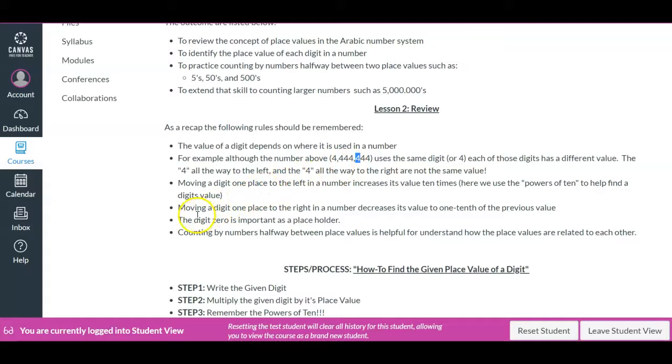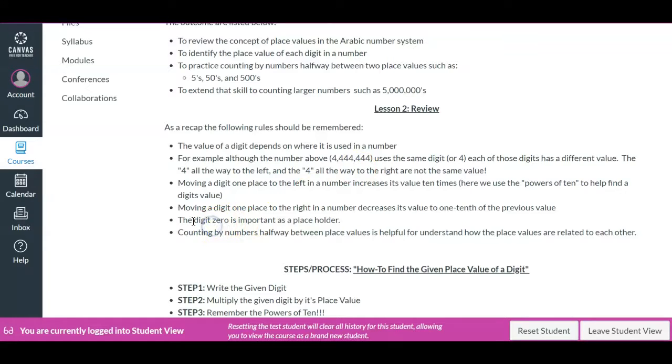We also see that moving a digit 1 place to the right in a number decreases its value to 1/10 of the previous value. So taking this one for an example, we see that this 4 in this place value actually represents 400. But if we move toward the right, we see that it decreases by 10, and that instead of it being 400, it's actually 40.